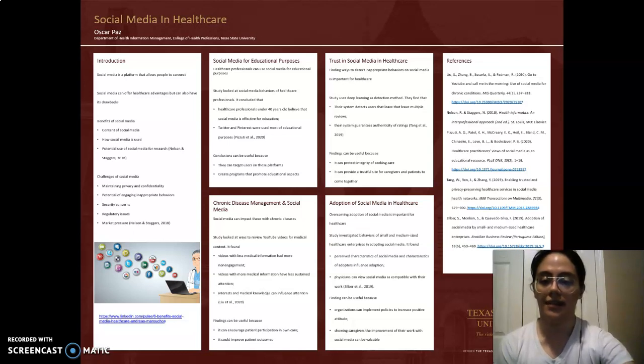According to Nelson and Staggers, the benefits of social media are the content of social media sites, how social media is used, and the potential to use social media for research. On the other hand, the challenges of social media are maintaining privacy and confidentiality, the potential of engaging in inappropriate behaviors, security concerns, regulatory issues, and market pressure.